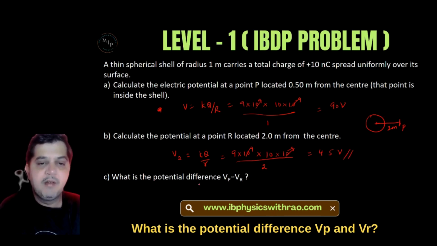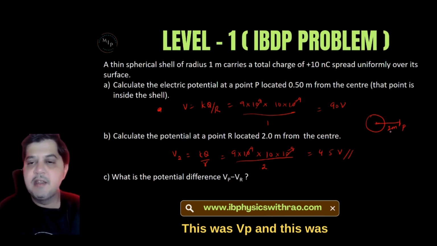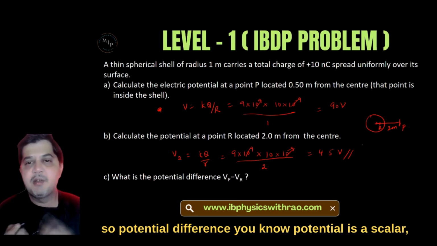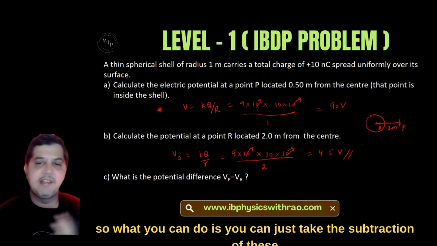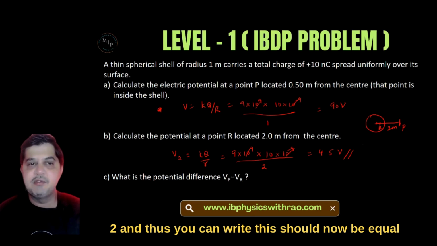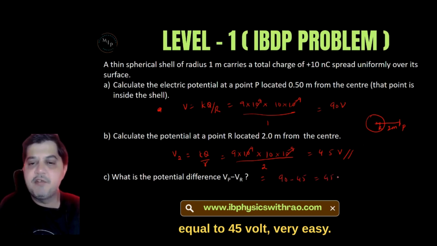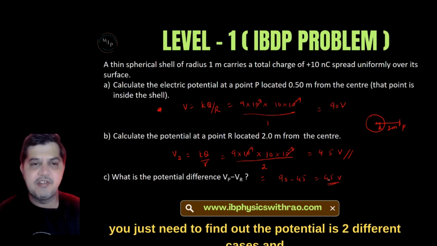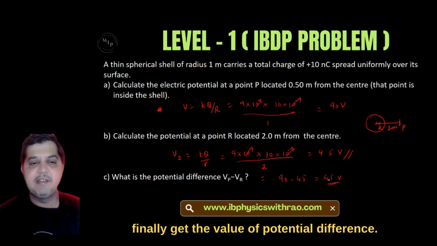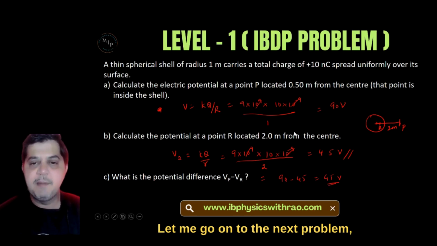45 volt. What is the potential difference VP and VR? This was VP and this was R over here. So potential difference, you know, potential is a scalar. So you can just take the subtraction of these two, and thus you can write this as 90 minus 45, which is equal to 45 volt. Okay, very easy, right? You just need to find out the potentials in two different cases, and finally get the value of potential difference. Okay, let me go on to the next problem.